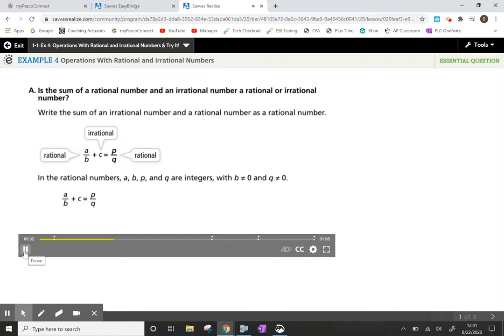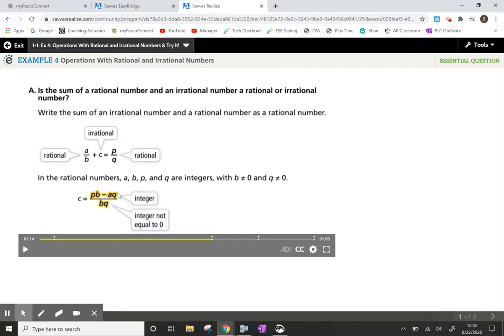For C, first, subtract a divided by b from both sides of the equation. The equation becomes C equals p divided by q minus a divided by b. Write the right side of the equation with a common denominator. The equation becomes C equals p times b minus a times q divided by b times q. In the equation, the numerator is an integer because it is a combination of integers by multiplication and subtraction. So p times b minus a times q is an integer, and b times q is an integer not equal to 0.